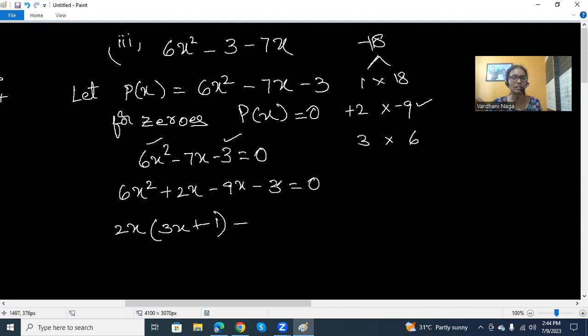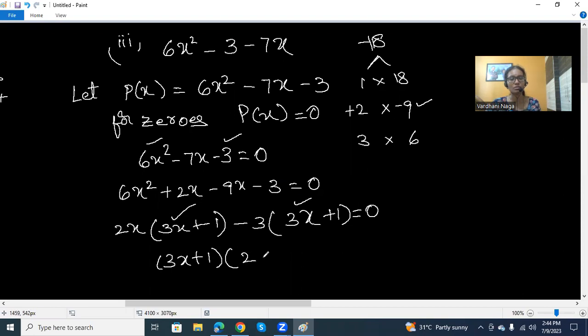Minus here, 3 is the HCF. Take 3 as common for 9 and 3. 3 3s are 9, and x, minus already came out common, means plus 1. Minus into minus is plus 1. So these two can be written as one factor and these two can be written as one factor.